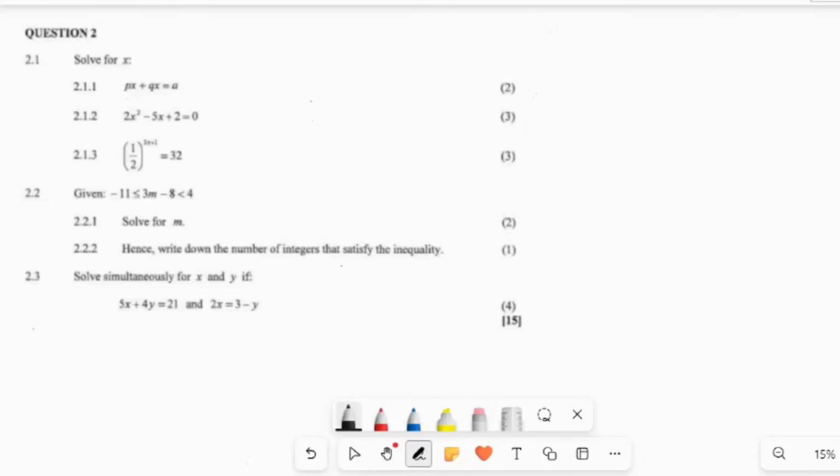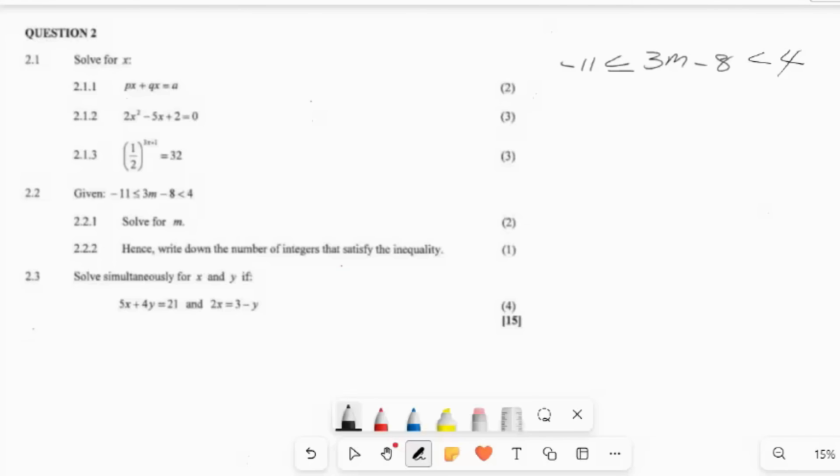Question 2.2.2, we are given minus 11 is less or equals 3m minus 8, less than 4. And then 2.2.1, they say solve for m. How do we solve for m in an inequality like this?